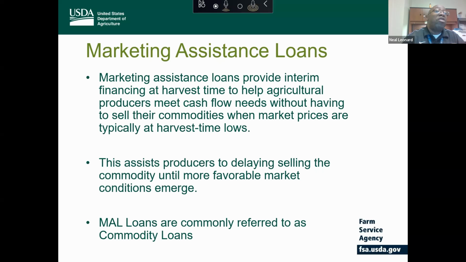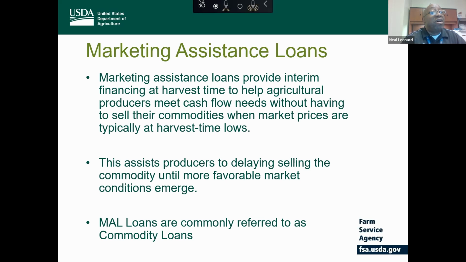And for the most part, with marketing assistance loans, unfortunately, with agriculture in the industry, oftentimes the market price for a lot of agricultural commodities when the farmers harvest them, oftentimes market prices are very low during the time of harvest. And so the marketing assistance loans are really there to assist the farmers and say, hey, I really don't want to sell my crop at this time at this low price.